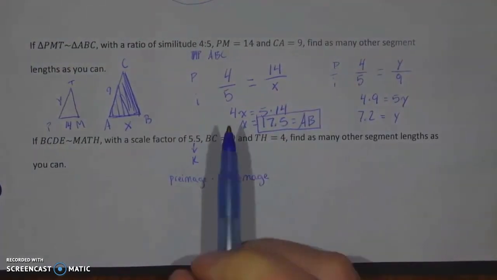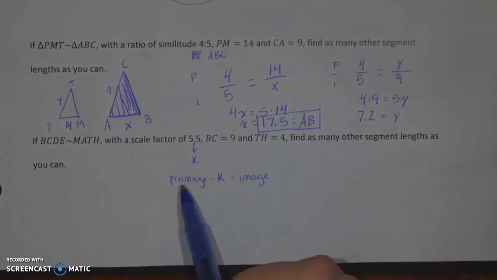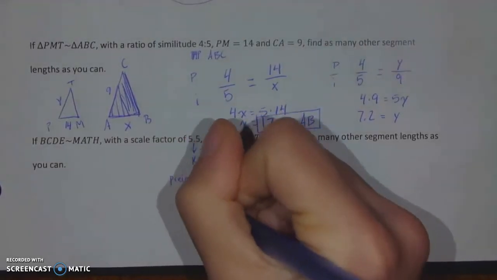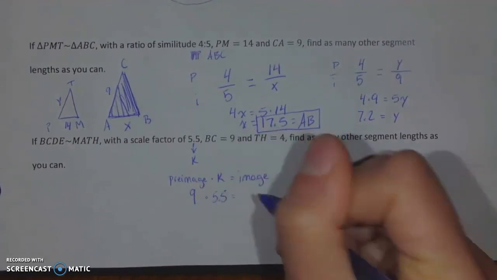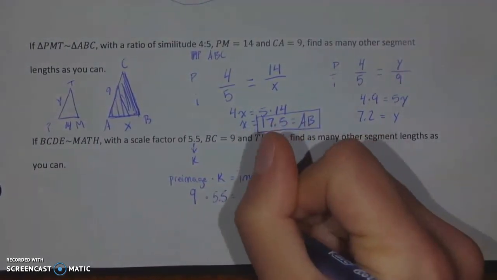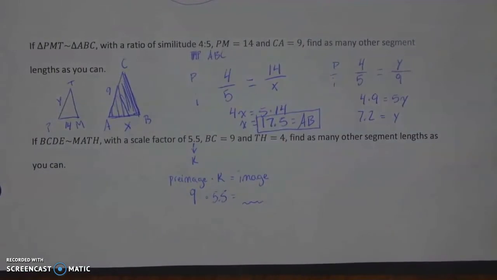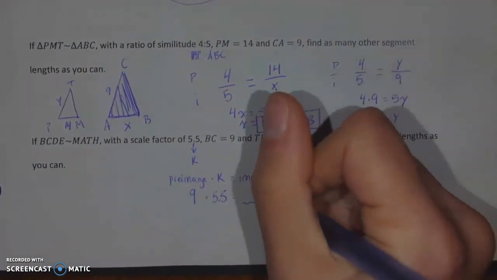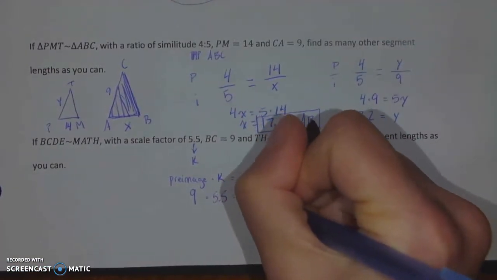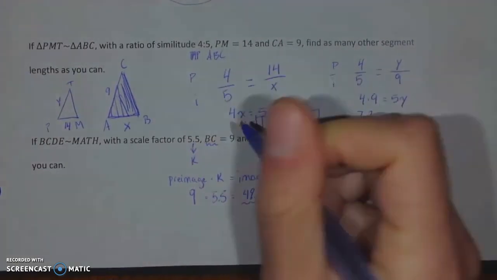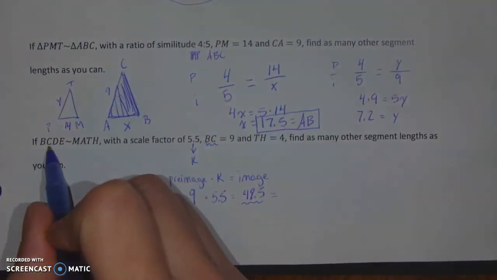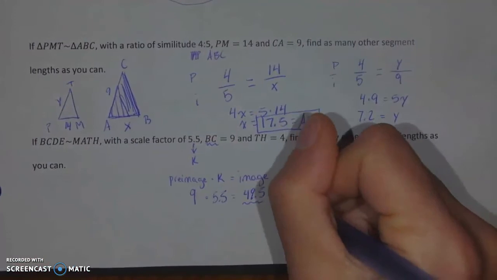So when I have BC, I'm starting with a length in my pre-image, 9. I'm multiplying by my scale factor, 5.5, and I'm ending with my image, which I don't know what that is right now, but I can just do 9 times 5.5, and I end up with 49.5. And that would be the same as the length that corresponds to BC. And since BC are the first two, that would be the length MA.